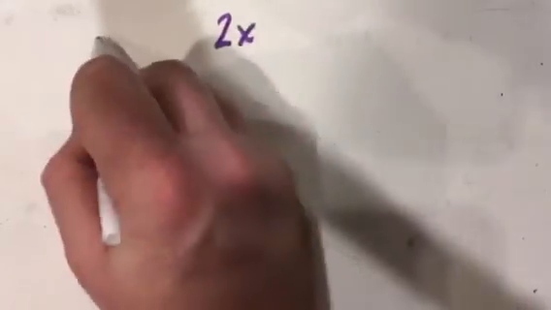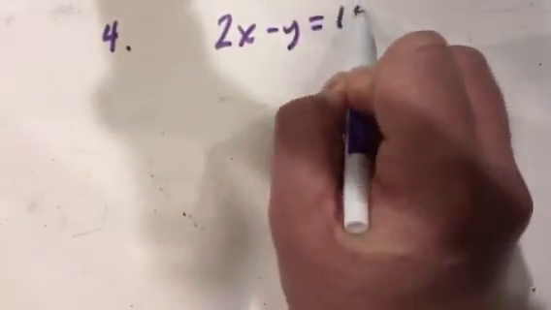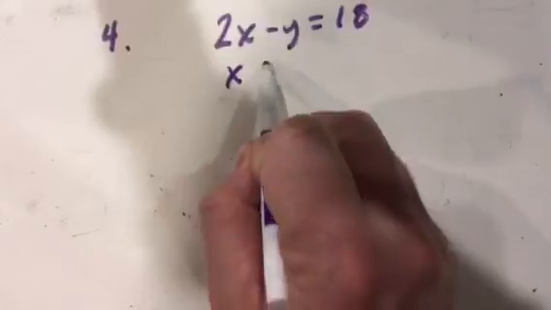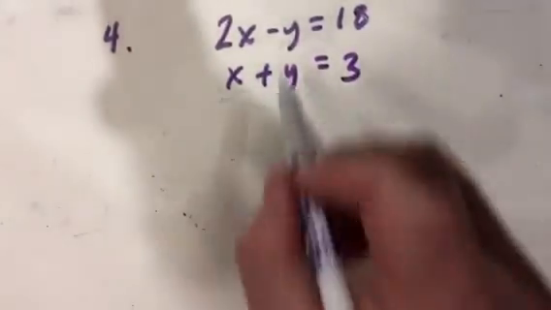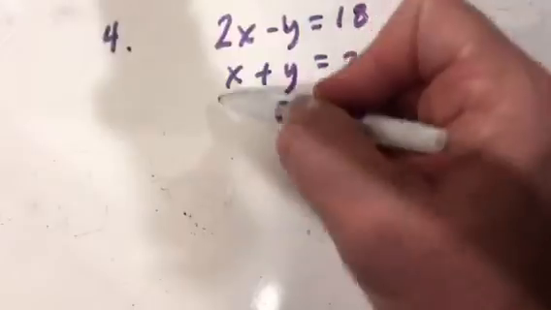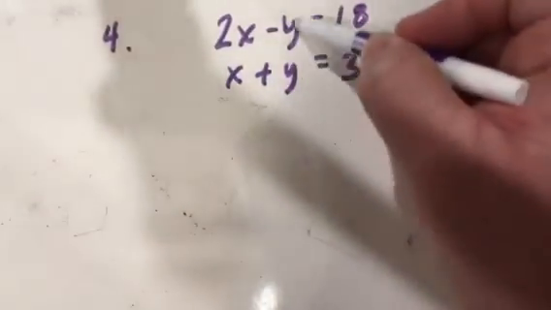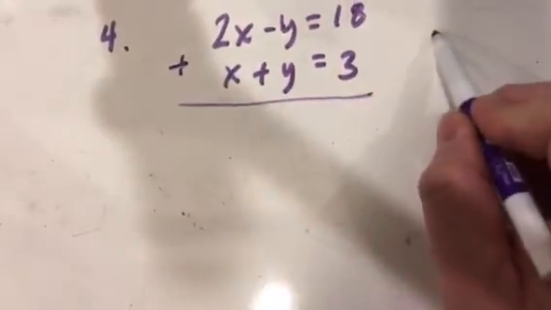Last problem. This is number 4. 2x minus y equals 18. x plus y equals 3. Now, if you were doing substitution, it'd be okay because you could solve one of these for one of the variables pretty easily. But because everything's lined up, and because right here I have exact opposites, I would just jump to elimination. I'm going to add these equations together.